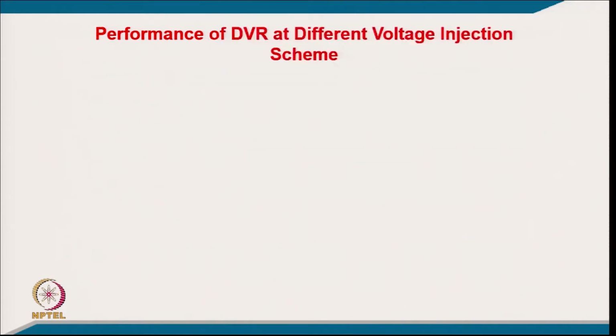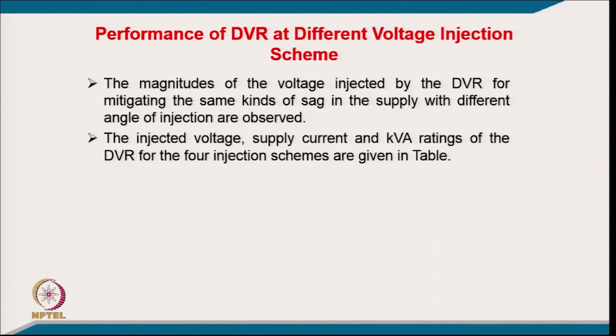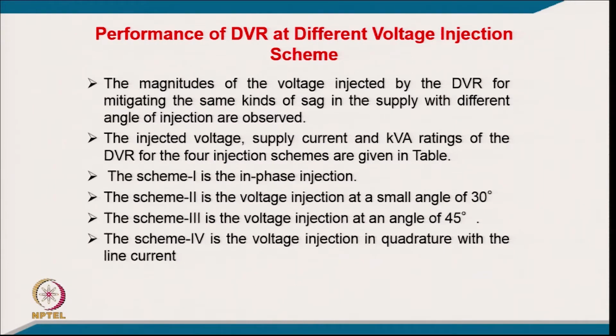Coming now to the performance of the DVR with different voltage injection schemes. We can call it the magnitude of voltage injected by the DVR for mitigating the same kind of voltage sag in the supply with different angles of injection, as we discussed last time in the different cases. The injected voltage, supply current and kVA rating of the DVR for the 4 injection schemes are given in the table.